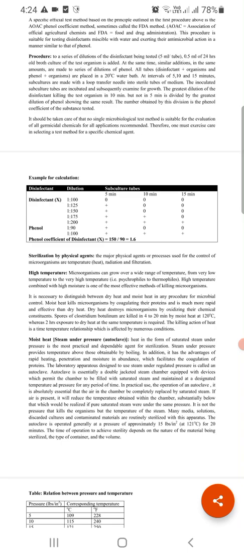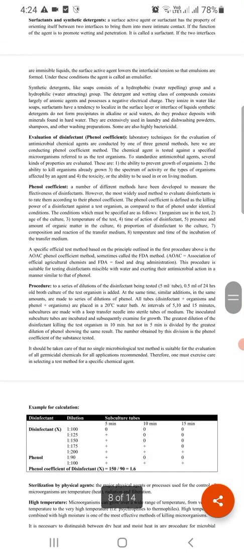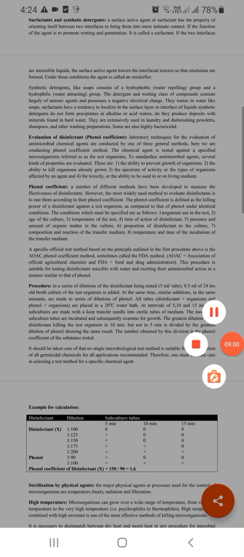This is the phenol coefficient method, which is used for the standardization of new or unknown chemicals for use as disinfectants. So, this is the method of phenol coefficient.